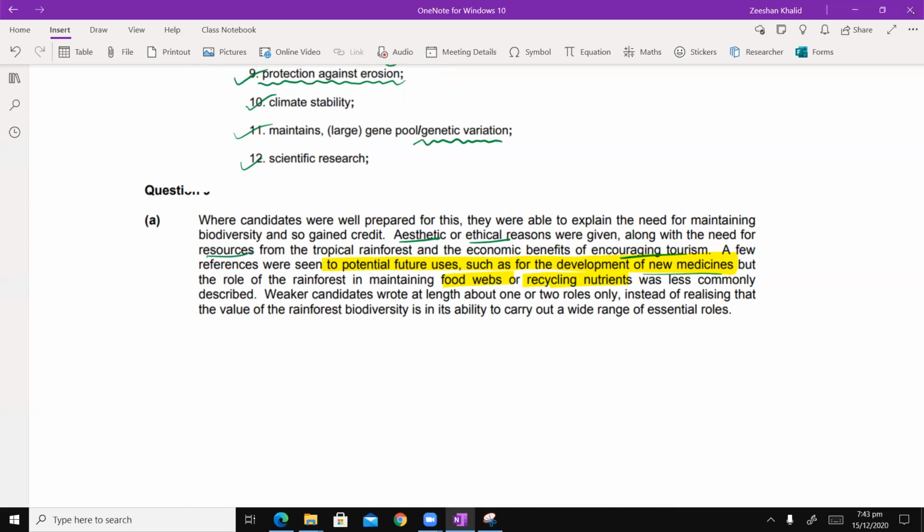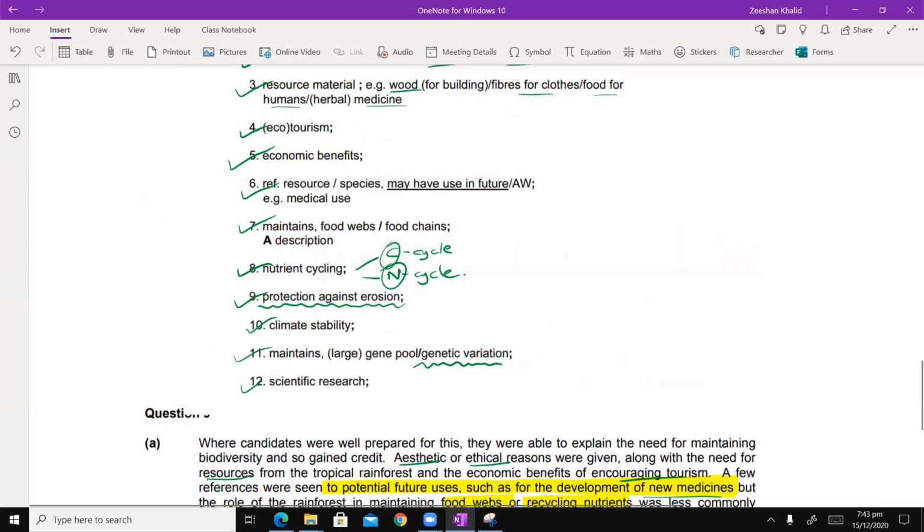But less commonly described, weaker candidates wrote at length about one or two roles only, instead of realizing that the value of rainforest biodiversity is in its ability to carry out a wide range of essential roles. Okay, done?